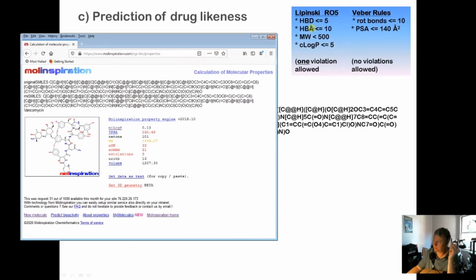Well, let's look at Lipinski first. Hydrogen bond donors less than or equal to 5. Uh-oh, we got 21 of them. So that's a violation. How about hydrogen bond acceptors less than or equal to 10? Well, we got 33 of them. Okay, well that's a violation. Molecular weight should be less than 500. Okay, well we're at 1,449, so that's a violation. C log P is maybe the one saving grace of vancomycin because it should be less than or equal to 5, and we are. But we do have 3 violations, so very Lipinski non-compliant.